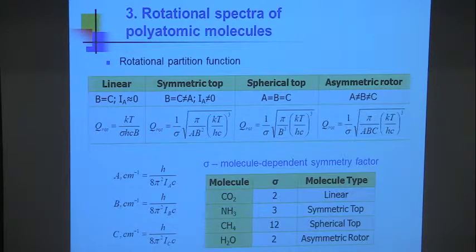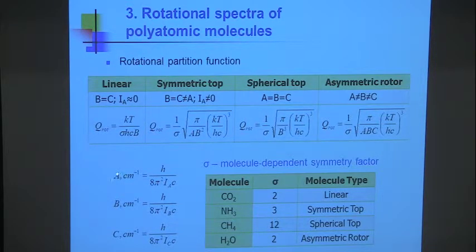So if we look at these molecules that we might know something about, here's our CO2 molecule. Sigma is 2 because I can rotate it into 2 orientations that look the same from the side. It's a linear molecule. Symmetric top, here's a good example. So sigma is 3. I can rotate that ammonia 3 times and you can't tell the difference. CH4 is 12 times, it turns out. H2O is 2 times. So I can rotate that H2O into 2 positions. You cannot tell the difference. So that's how we use sigma.